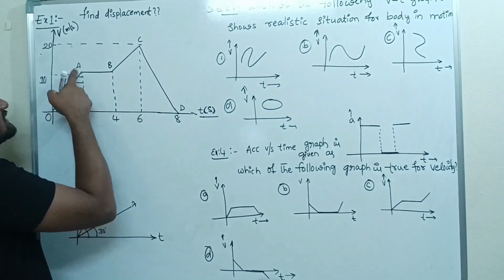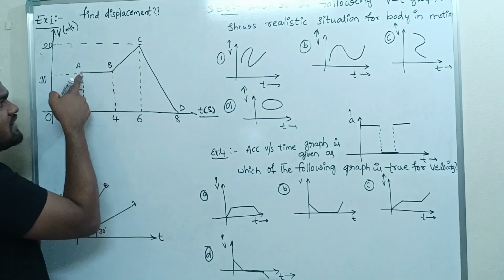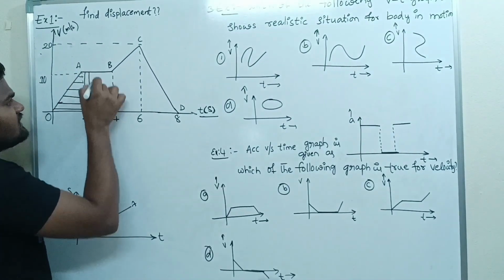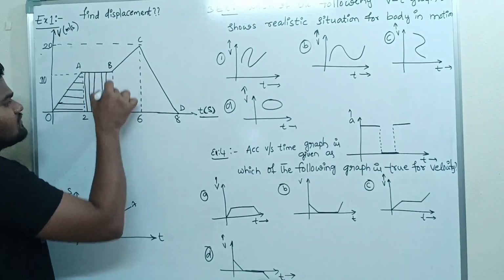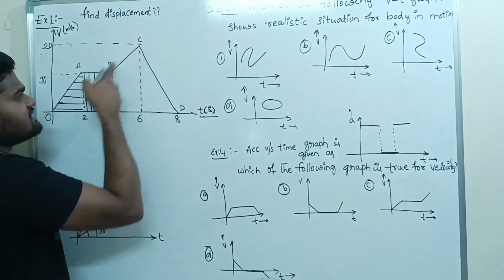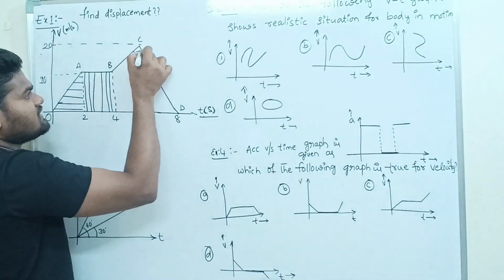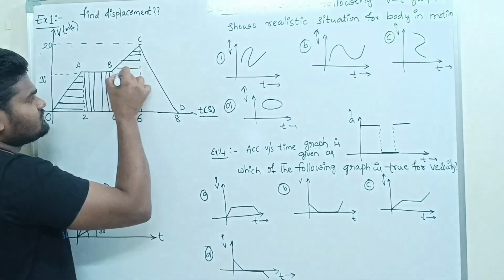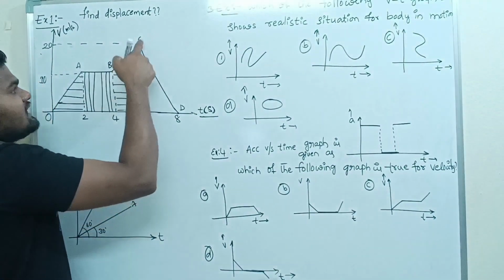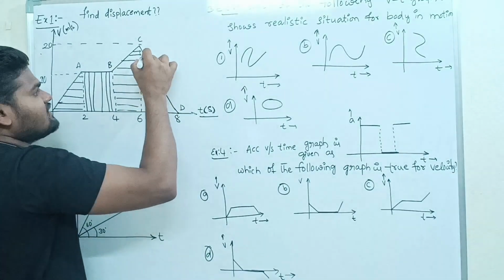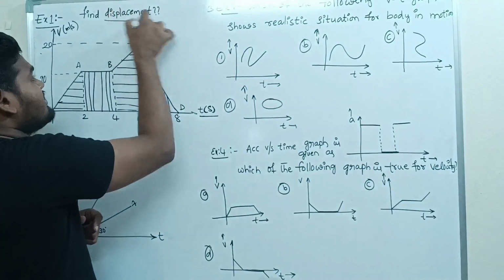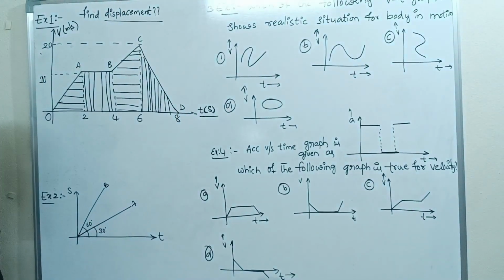Next, the area covered by the AB slope. Have a look, this is the slope AB. Now the area covered by this AB slope is this one. Again, the area covered by the BC slope, this is the BC slope, and the area covered by this slope is this one. Are you getting? Next, CD. Again, the area covered by CD is this. What does the area give? Displacement. Are you getting? Right.